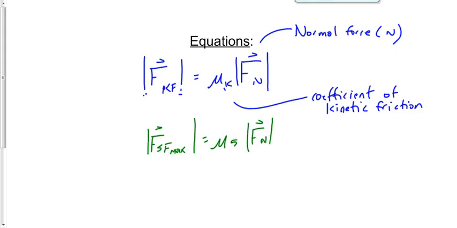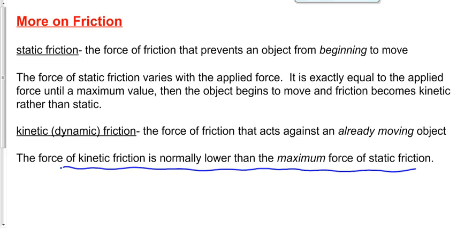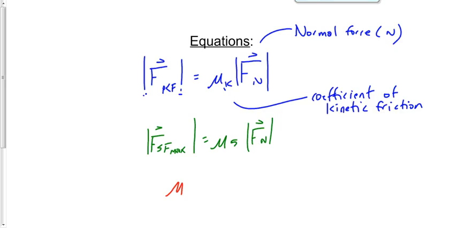It's equal to the coefficient of static friction times the normal force. What do we know about mu s and mu k? It goes back to the last line on this page, right? If the force of kinetic friction is smaller than the maximum force of static friction, and so is the coefficient.